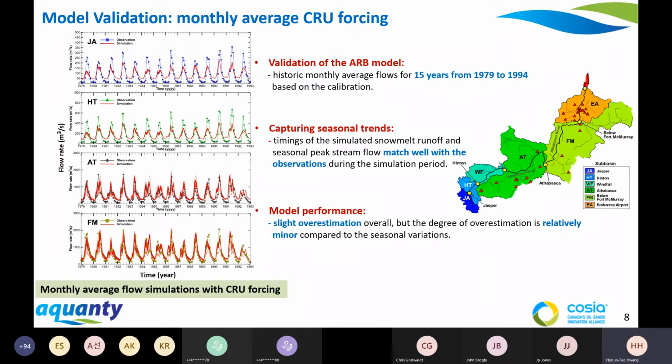Also, we take into account uncertainty of the model. That means we performed 108 simulations with different parameter settings to understand the uncertainty associated with this model. So bottom line, based on the validation result, the ARB model can capture the seasonal variations, and there is a high agreement between observation and simulation result. Next, please.